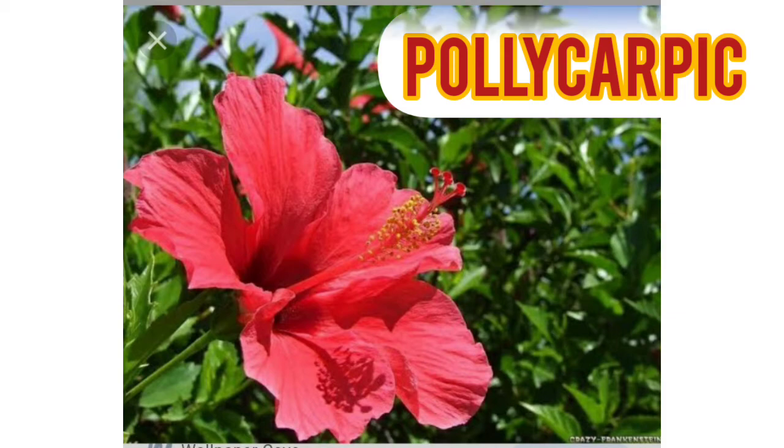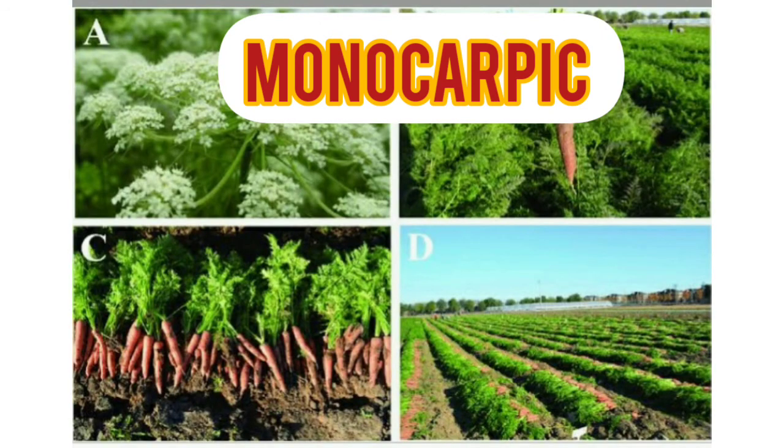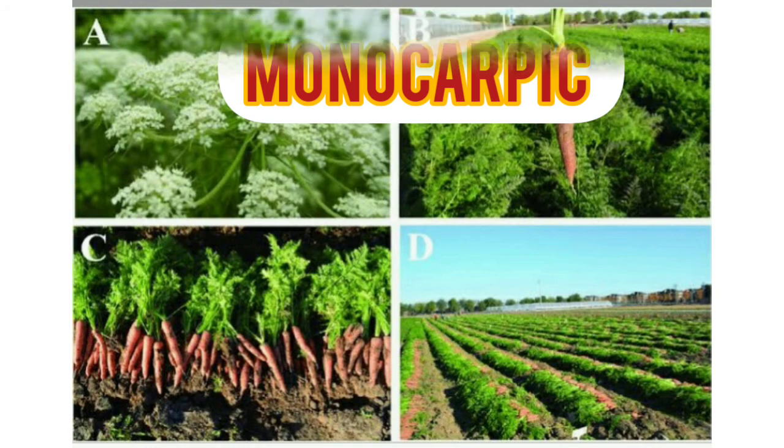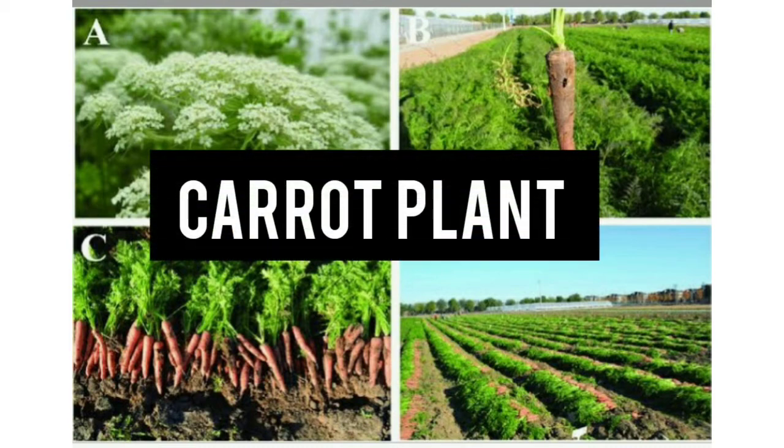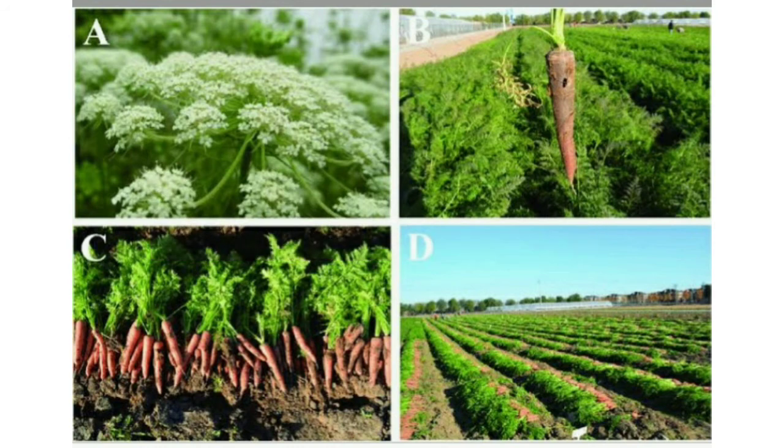Okay, let us discuss two types of plants. One is called monocarpic plants, another is called polycarpic plants. What is the meaning of monocarpic plants? The plants in which flowering and fruiting take place only once in the whole lifespan are called monocarpic. Examples are annual or biennial plants. Like that, polycarpic plants are those in which flowering and fruiting take place many times in their entire lifespan, or we can say perennial plants.